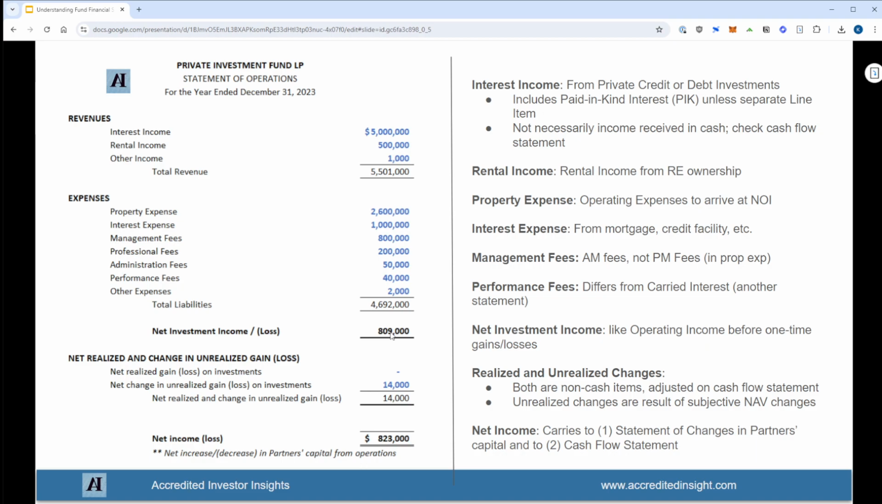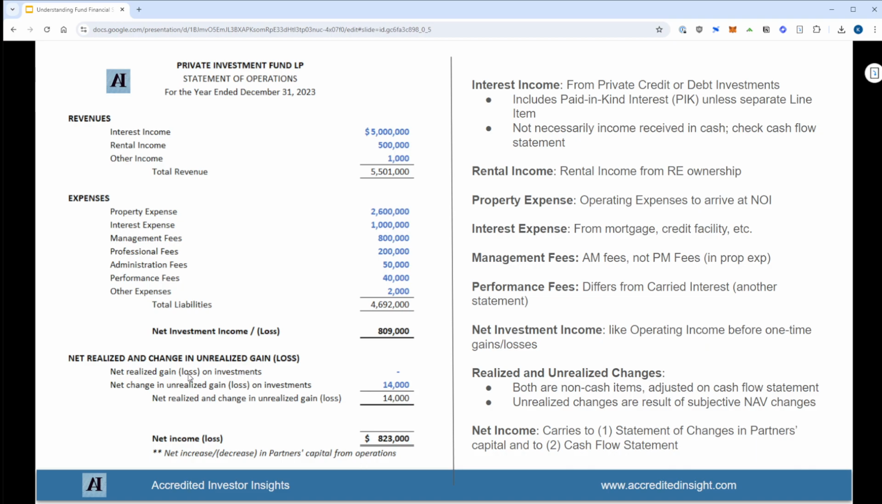And below that we have net realized and change in unrealized gains and losses. These are actually non-cash items, right? They're adjusted out on the cash flow statement. They're non-cash because the cash is actually accounted for on the balance sheet in separate journal entries. I'll show you that in the cash flow statement. Don't need to worry about that right now.